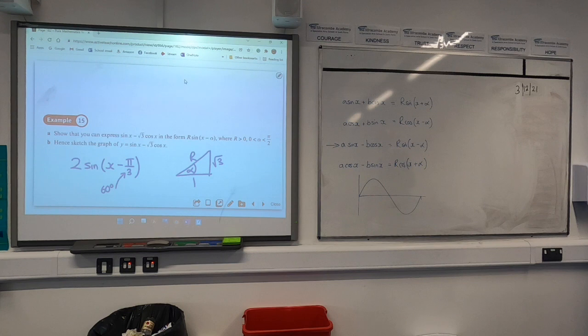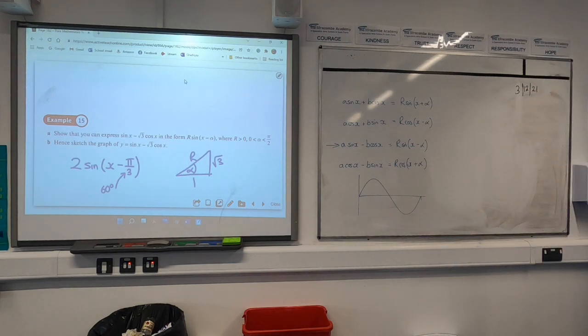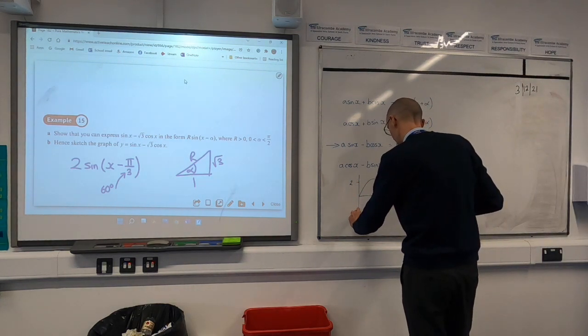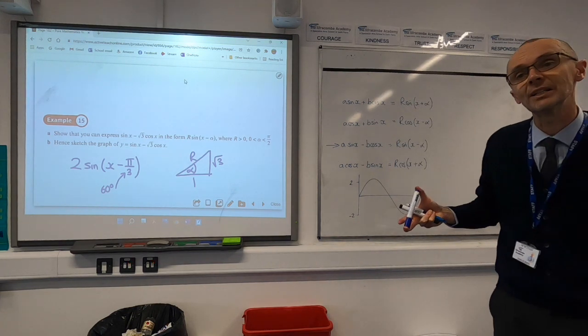So we're asked to sketch it. Well, I'm always going to start with a normal sine curve. Multiplying it by 2 means that rather than going from 1 to -1, it's going to go from 2 to -2. And you regularly get questions saying, what's the maximum value?